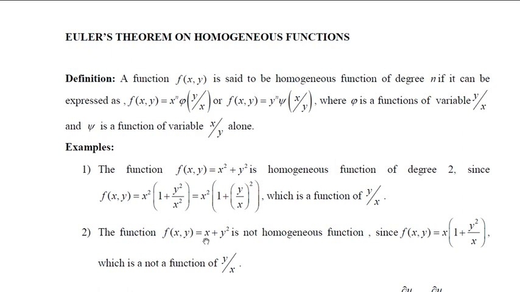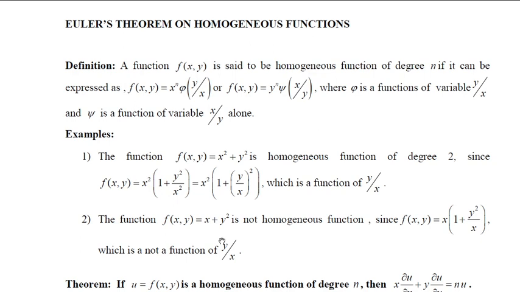Let's see the other example. Suppose the given function is x plus y square. Now here, the highest power of x is 1. So let us take out x outside, so that this becomes x into 1 plus y square by x. No way we can write this one as a function of y by x, because here the power of y is 2 and here power of x is 1. We cannot merge this one so that this becomes a function of y by x. Hence, this is not a homogeneous function.